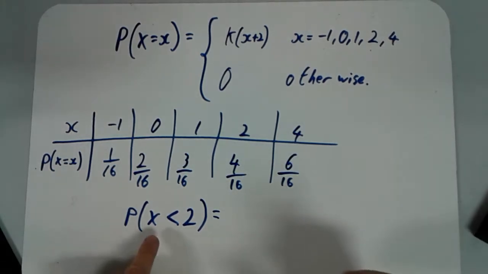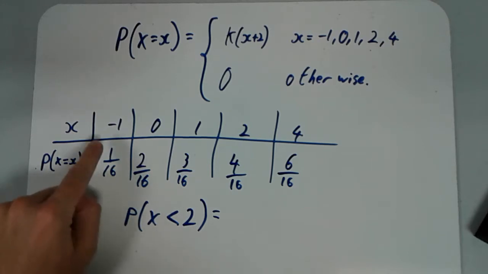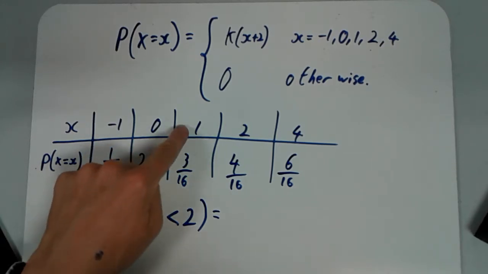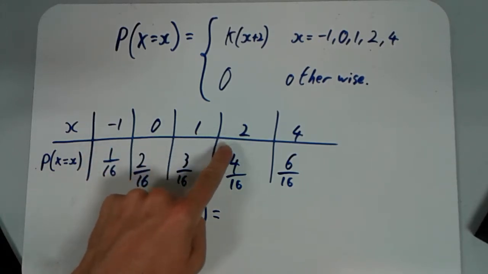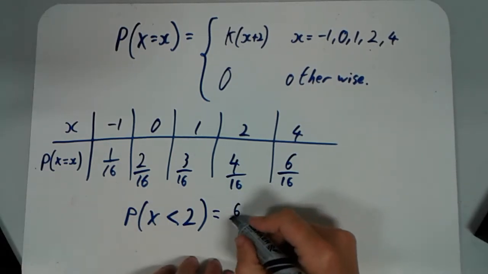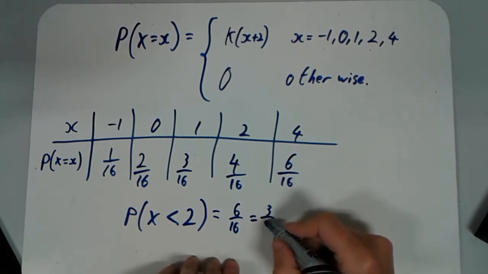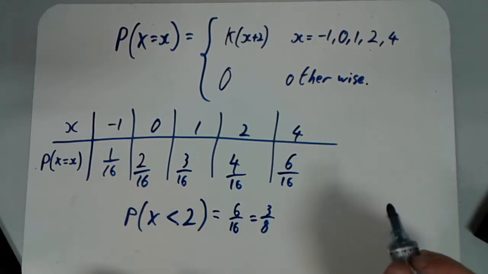So probability that x is less than 2, we look at all of the values which satisfy that. Minus 1, 0, 1, not 2 because it's strictly less than 2. So we've got 6/16. You can simplify this answer if you wish. But you notice the addition was much, much easier.